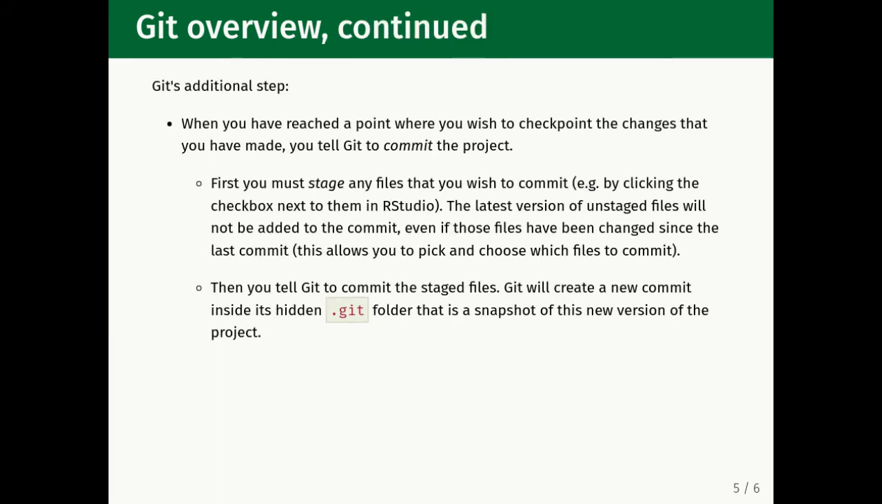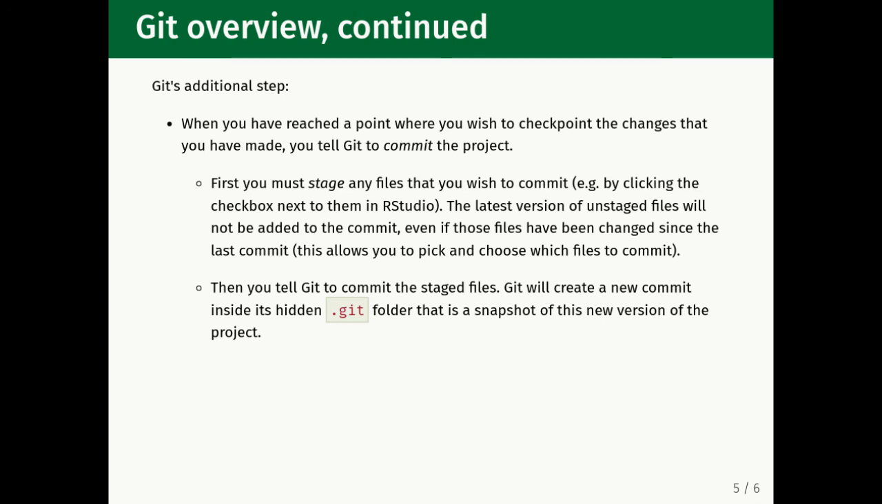This process of taking a snapshot of all the project files is called committing the project. There are two steps to making a commit. First, you have to stage any updated files that you wish to commit. You do not have to stage every edited file. However, any unstaged files will not be included in the next commit. In the Git pane in RStudio, you will see a checkbox next to any file that can be included in the next commit. This is why, if you forgot to click that checkbox, the file was never committed.